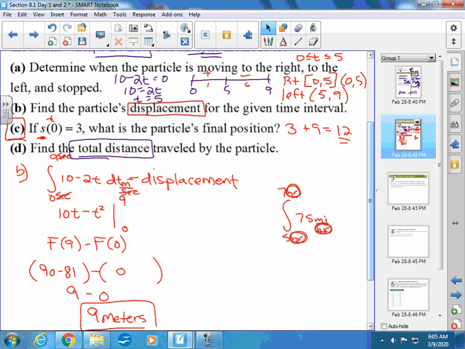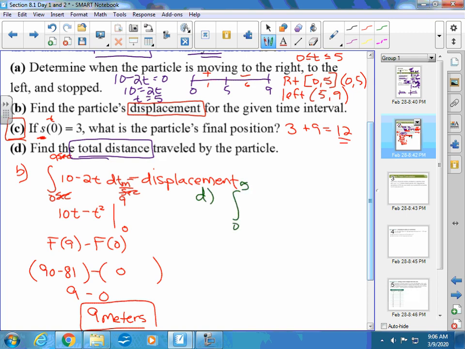So think about what we found earlier in this problem. The object moved to the right for 5 seconds. Then it moved to the left. So its displacement was 9 from where it started, but for its total distance, I now have to break it up and look at different integrals. I need to say, all right, how far did it travel from a time of 0 to 5? So here's where I start breaking it down into where did it stop and change directions. And then also I have to add on from 5 to 9.